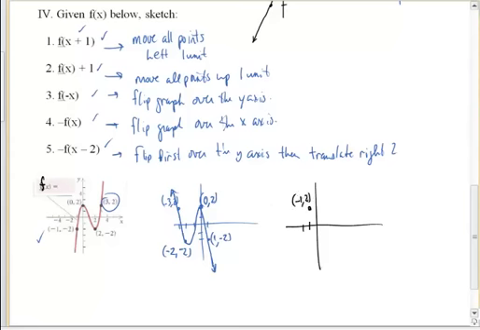The point at -2, -2 goes to 0, -2. The next point at 0, 2 goes to 2, 2. And the last point goes to 3, -2. And now we have our final graph.